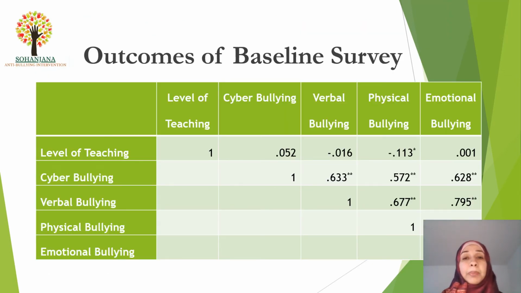We also have Pearson correlation results, and from these results, we found that whenever the level of teaching is increasing, physical bullying is decreasing. It means that physical bullying is more prevalent in primary schools than in higher education institutions. Another conclusion was that wherever cyberbullying was common, verbal, physical, and emotional bullying was also common among those institutions. So based on this, we decided that our intervention design will have components to handle both cyberbullying and traditional bullying.